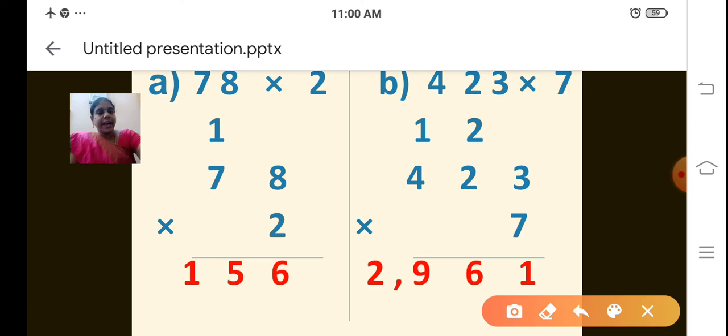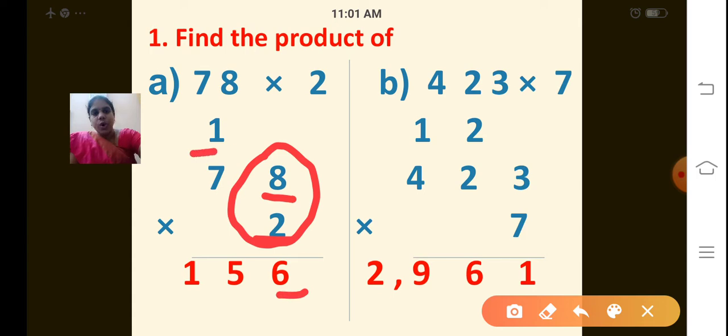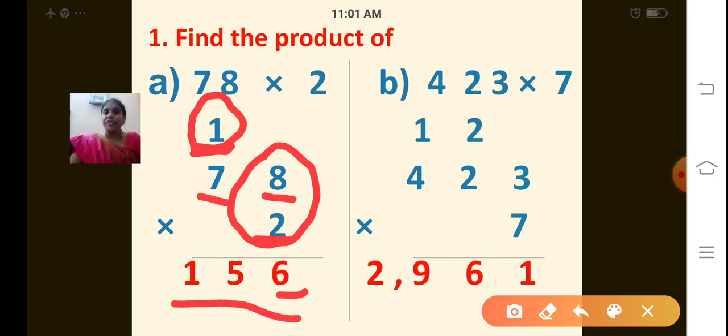What you have to do while doing multiplication? First I have taken the digit at the ones place and multiplied it by 2. 8 2s are 16, 6, 1 will be carried over. Now take the digit at the tens place, 7, and multiply by 2. 7 2s are 14. Then don't forget to add this carry over. 14 plus 1, 15. So my answer is 156. I think you all know this, right, children? Yes.